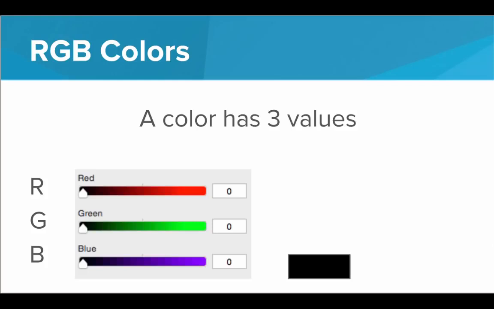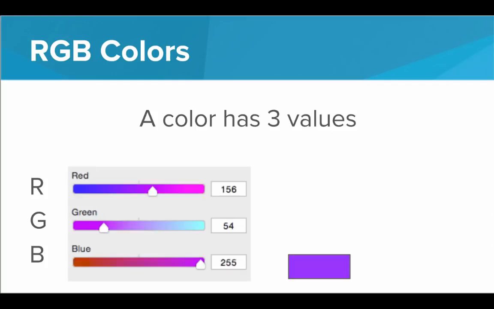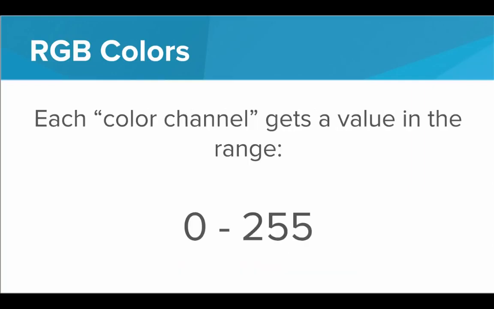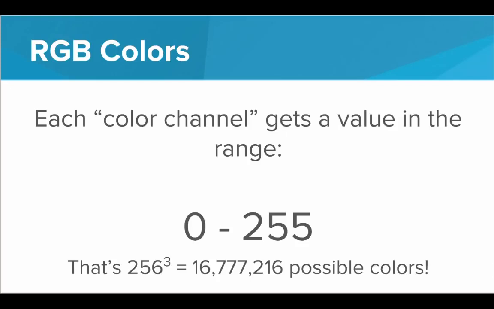Any color has three values, the amount of red in the color, green, and blue in the color. So if we have all three values set to 0, we get black. If we have a mixture, something like 156 for red, 54 for green, and 255 for blue, well, that results in purple. If we have them all turned all the way up, all the way to 255, that's when we get white. So each color channel, red, green, and blue, gets a value in the range 0 to 255. That's the minimum and maximum for each channel. That means that each channel can take on one of 256 different values, 0, 1, 2, all the way up to 255, which means that we have 256 to the third, or over 16 million possible colors. So let's see an example of this.